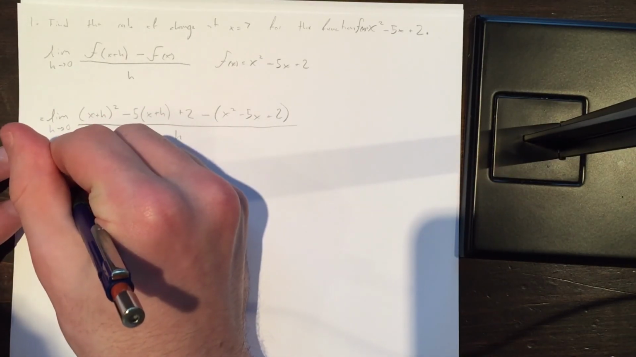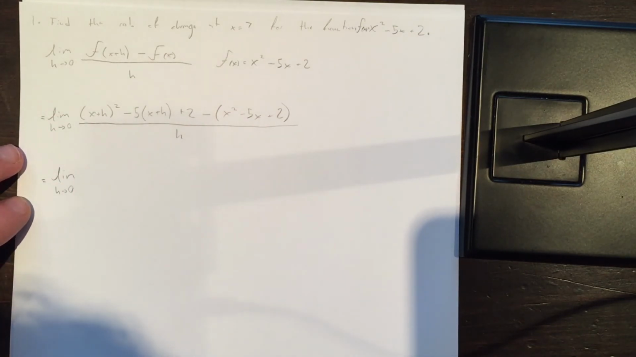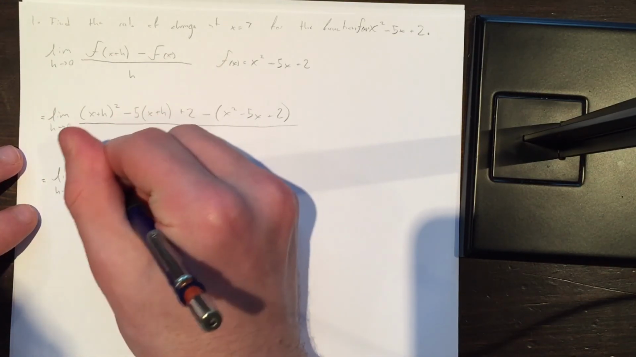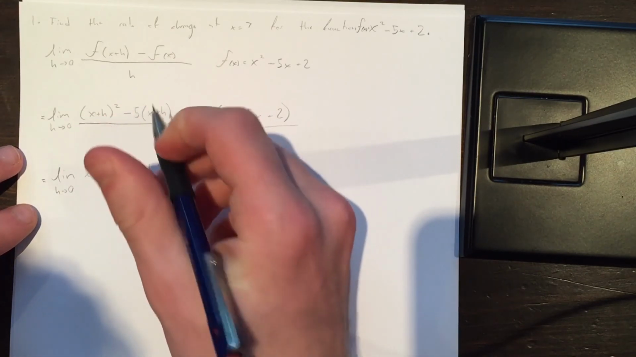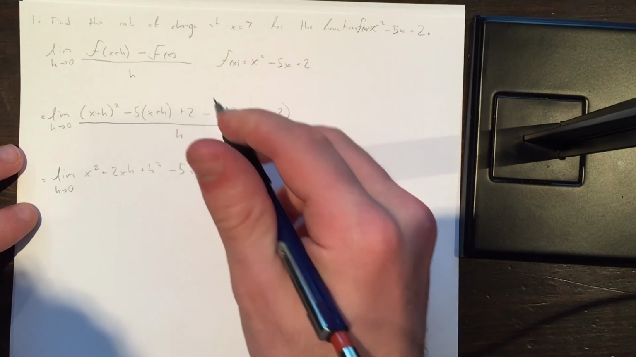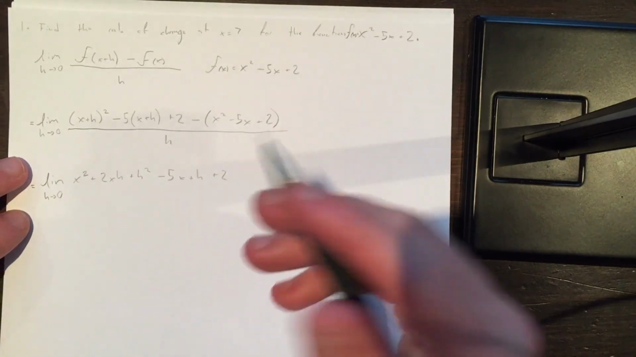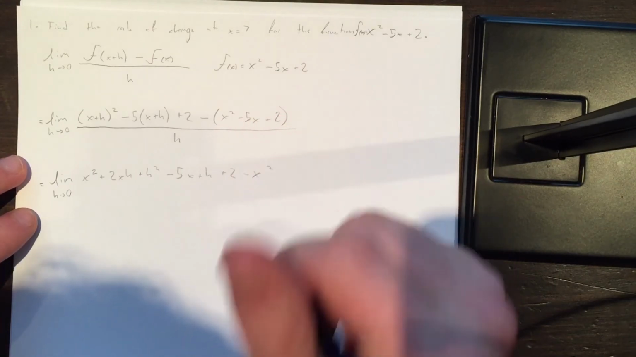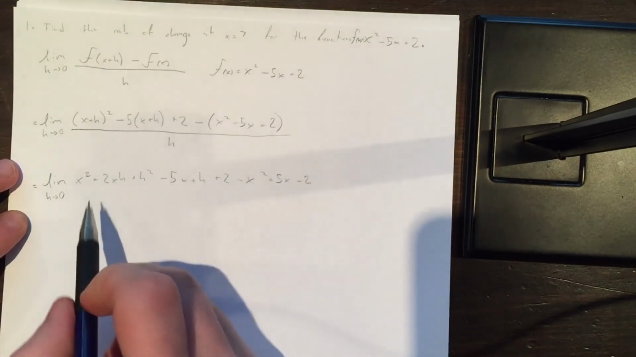So the next step is to expand this. So we're going to have limit as h approaches 0. We're going to expand the first part here, so that's going to come out to x squared plus 2xh plus h squared minus 5x plus h plus 2, and then we're going to expand the original function here, which is just going to switch the signs. So we'll have minus x squared plus 5x minus 2, and put that all over h.